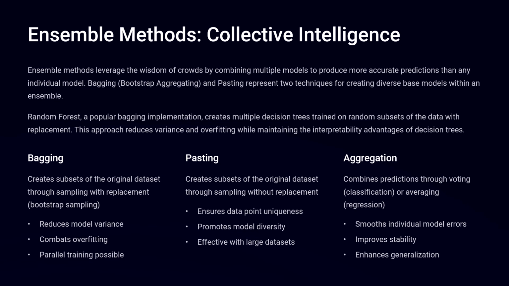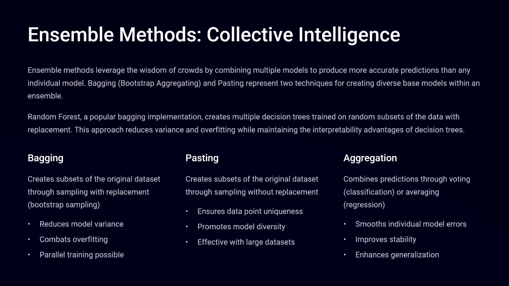Random forest, a popular bagging implementation, creates multiple decision trees trained on random subsets of the data with replacement. This approach reduces variance and overfitting while maintaining the interpretability advantages of decision trees.